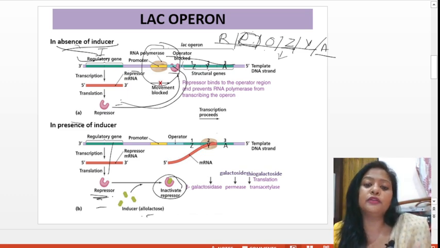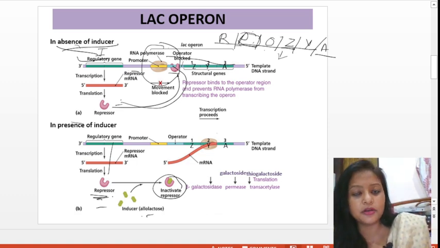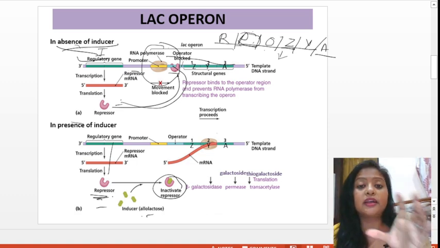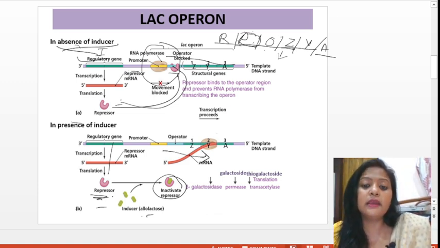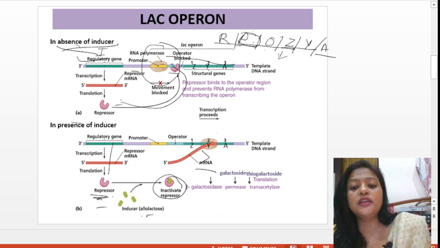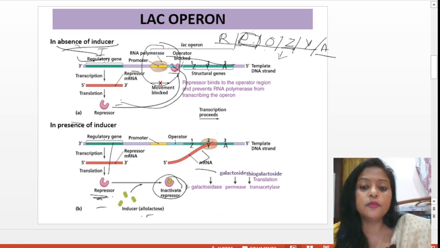So when it cannot bind to the operator, what will happen? RNA polymerase will come and bind to the operator. It will recognize the sequence. Okay, it will bind to the operator and start the transcription, or you can say mRNA transcription out here. Thus, it will again lead to the formation of the protein. Translation will occur from the mRNA, and it will form the protein.